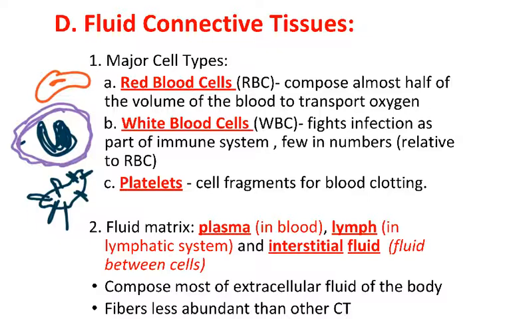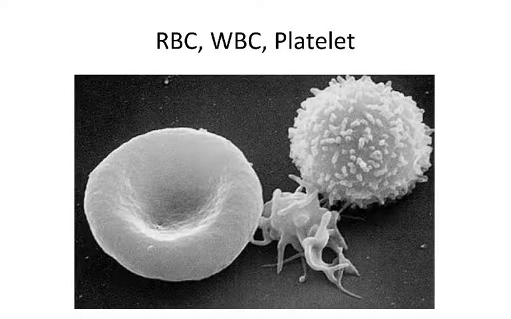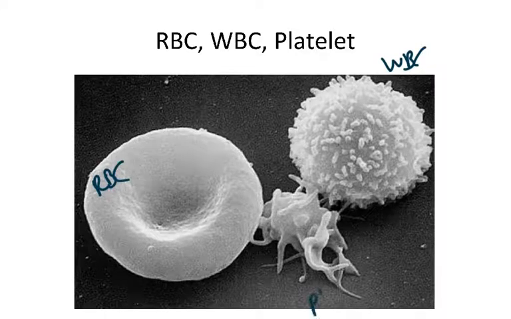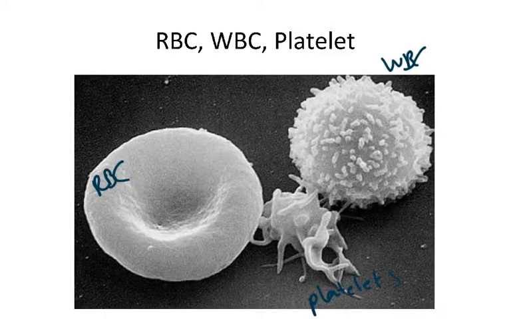Most of the fluid that's not inside the cell can be found in your fluid connective tissue, especially blood. But again, the thing that's allowing them to be liquid is the fact that they have a lot less fibers than other connective tissues. So this is a scanning electron microscope picture of white blood cells, red blood cells, and platelets, for those of you wondering.